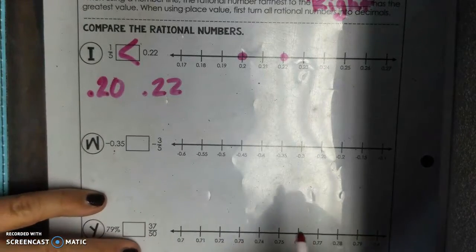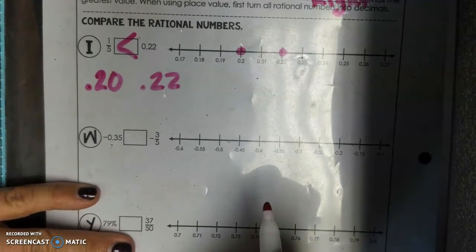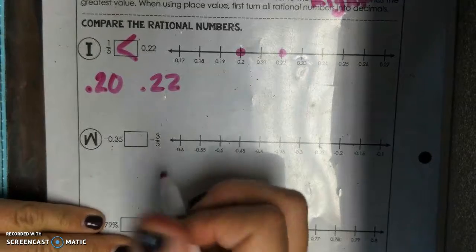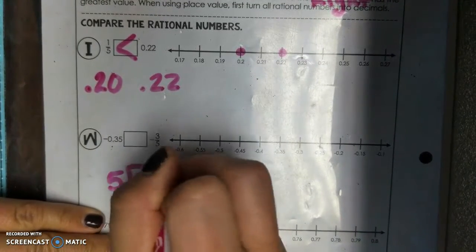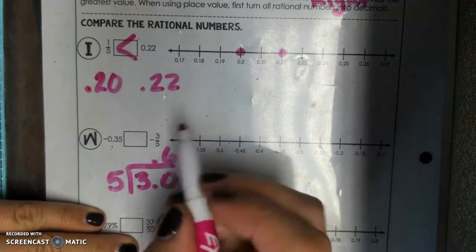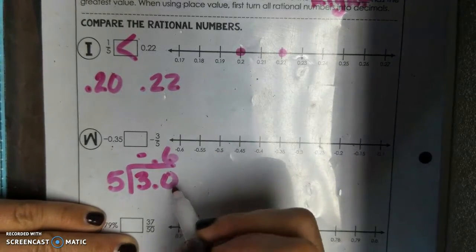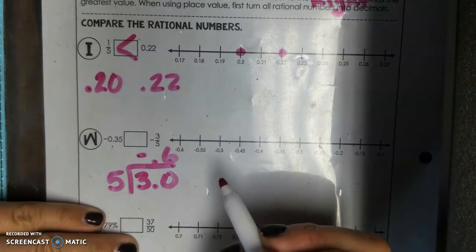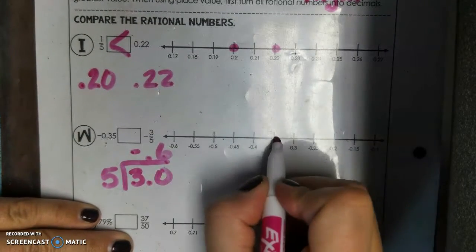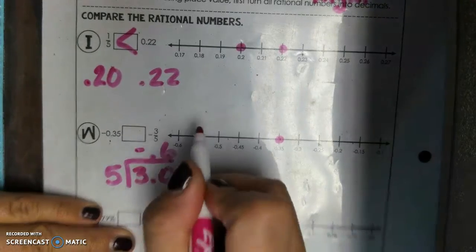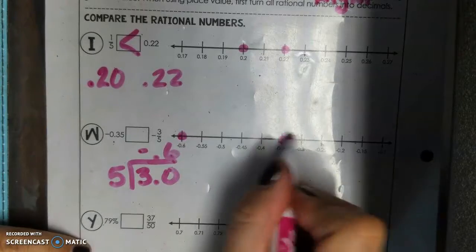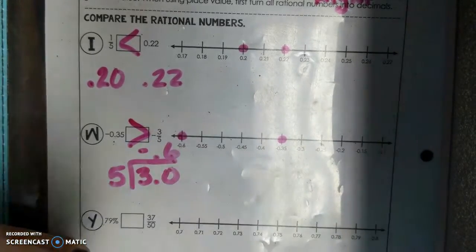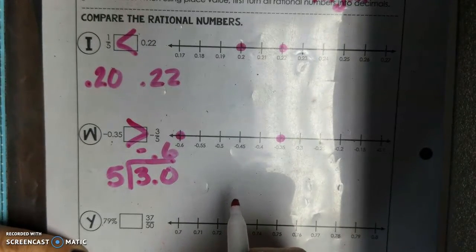Okay, next one. -35/100ths compared to -3/5. Well, I need to know what -3/5 is. Well, 3 divided by 5. Add a decimal and a 0, I divide out, and I find out that -3/5 is the same as -6/10. Okay, so I'm going to plot -35/100ths, and I'm going to plot -6/10. I can see that -35/100ths is further to the right, getting closer to 0, making it greater than -3/5.